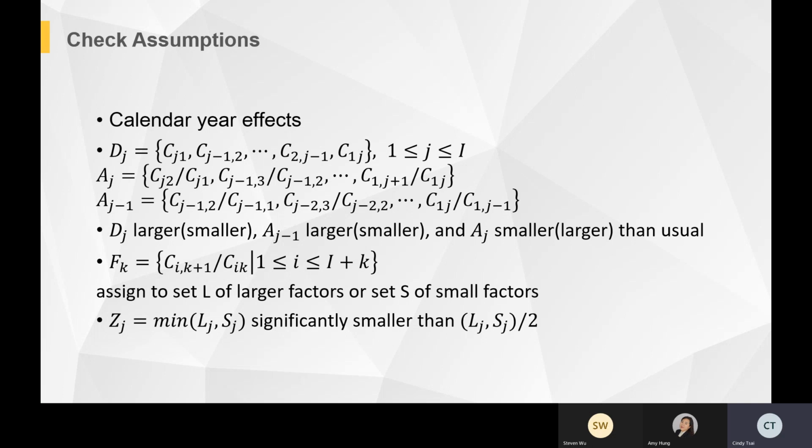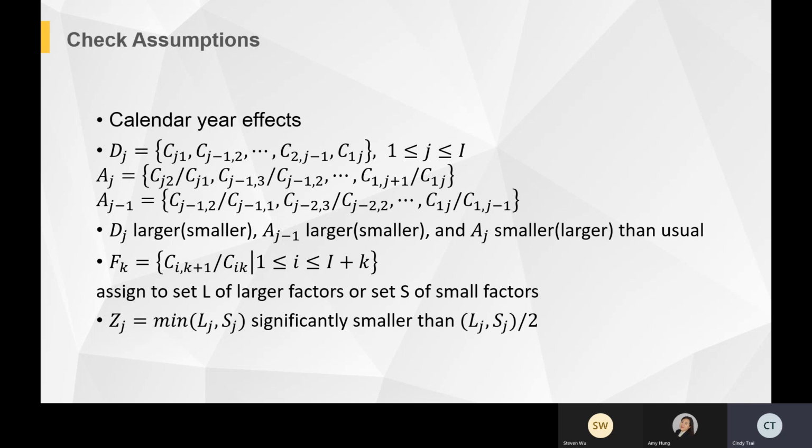Calendar year effects are the main reason for violating the independence assumption. When Dj is larger than usual, Aj-1 is larger than usual, and Aj is smaller than usual, then there is a calendar year influence. We order for every k, and if Fk is larger than the median, it is in set L. If Fk is smaller than the median, it is in set S.